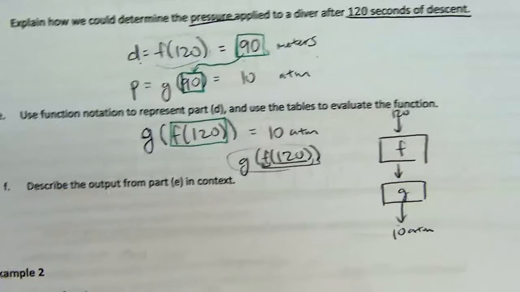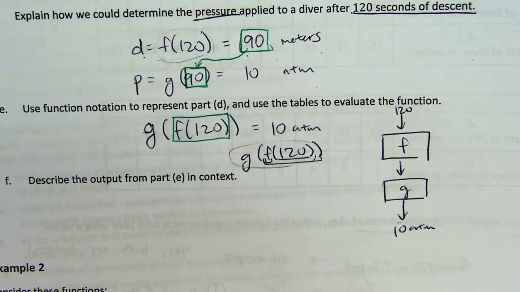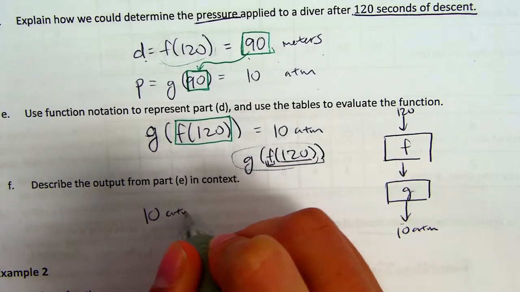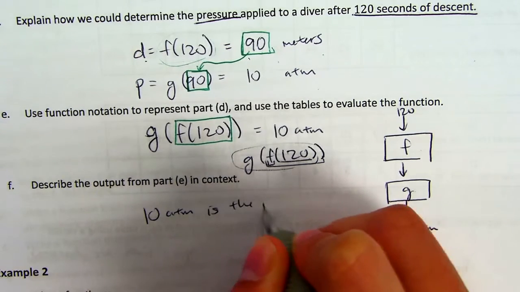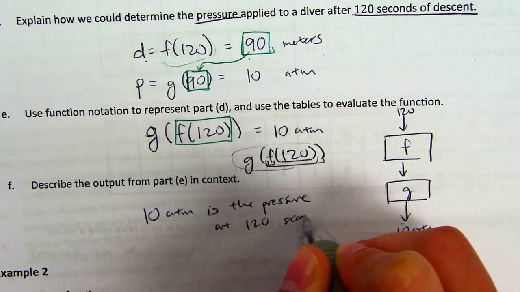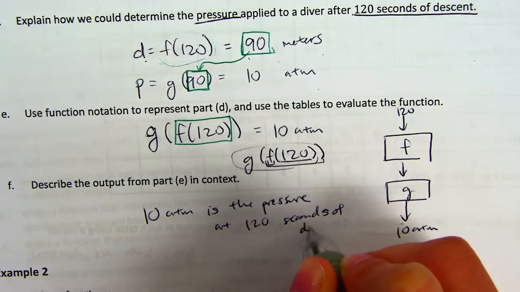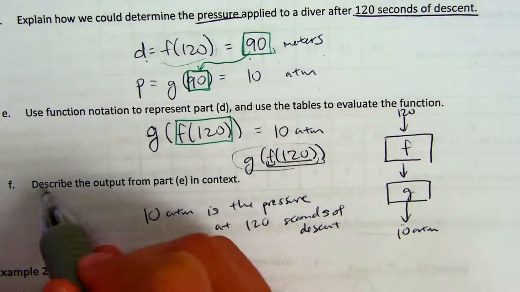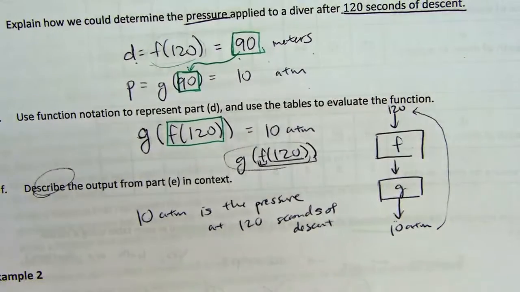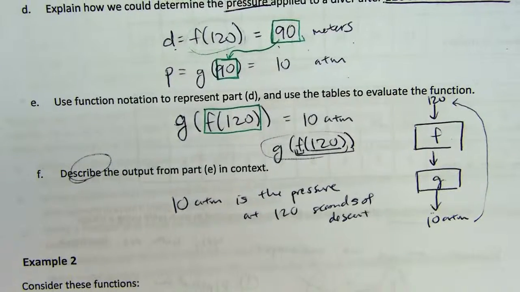Okay. Now, describe the output from part E in context. Well, in part E, the output is 10 atmospheres. So 10 atmospheres is the pressure at 120 seconds of descent. By describing the output, I'm describing it in terms of that first input. So we're tying this entire story together. Okay, and that is the end of example number 1.